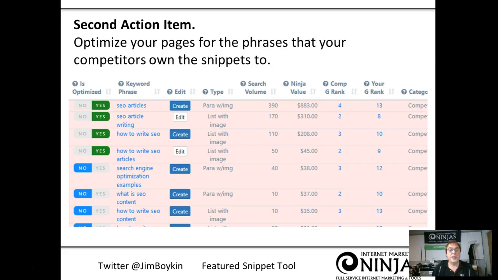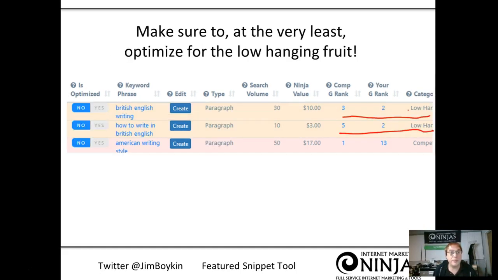Okay? All right, so second action item. The first one was create those new pages based on the people also ask and the searches related tool. You're going to create some new pages about those. Second item is you're going to use this tool on that top part where you have all these charts and you see all these phrases that your competitors have got the featured snippets for and you don't. And you're going to optimize those phrases that your competitors own the snippets to, so that you can ideally get those phrases. So that's the second part: use that chart and try to get the snippets that your competitors have based on this data.